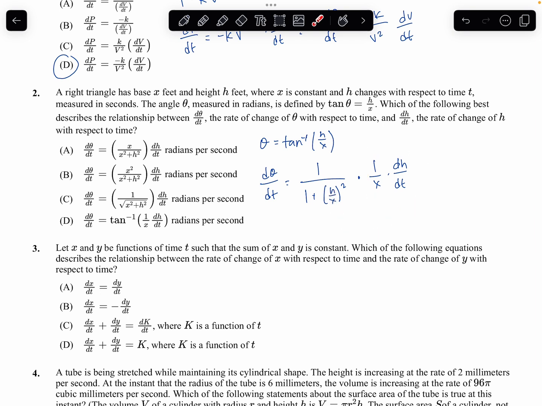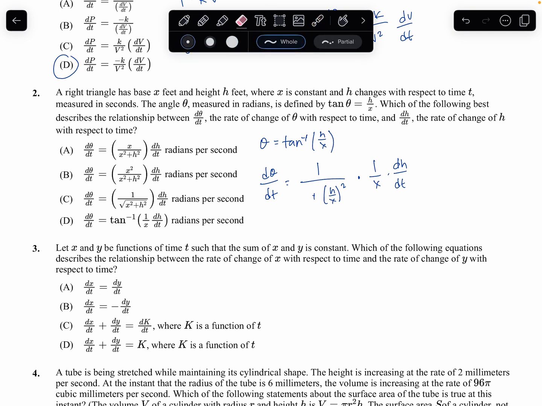And then for the rest of this, we're just going to do some algebraic manipulation to get what we need. I'm going to rewrite this denominator, calling the 1 x squared over x squared, because that is what 1 is. And then I'm going to call this h squared over x squared.